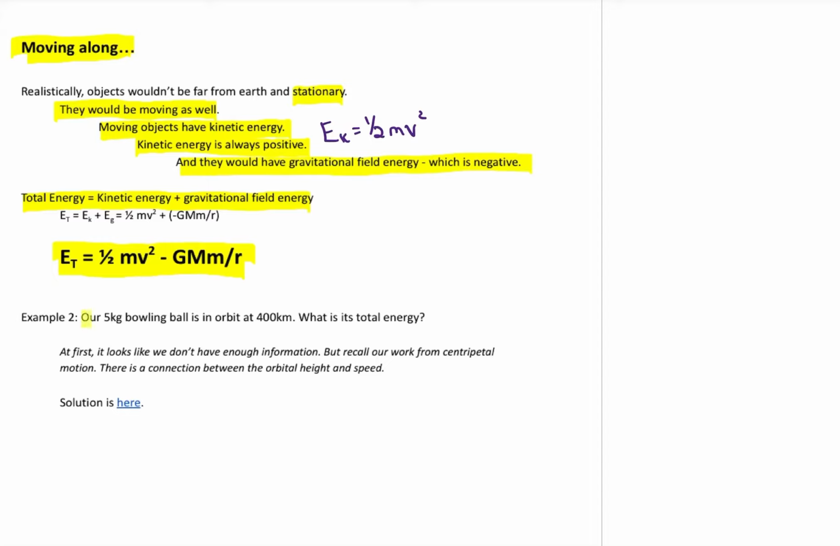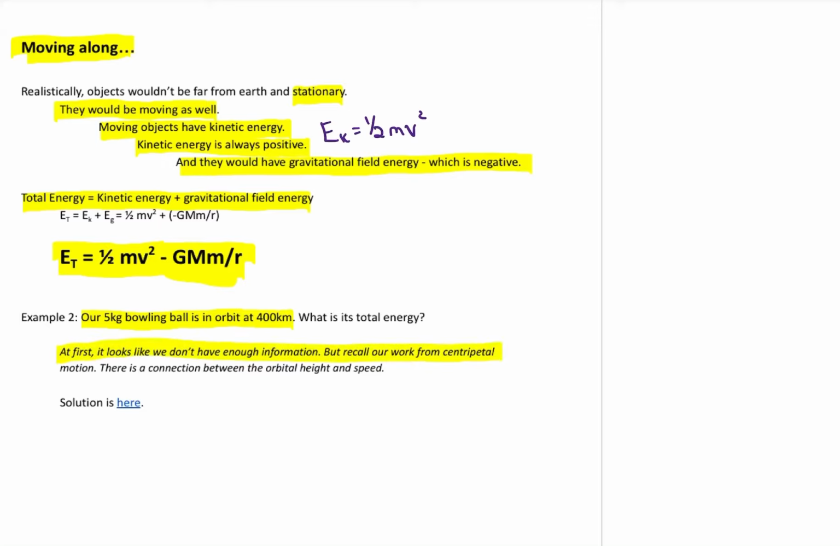Really, when we talked about the bowling ball by the International Space Station at 400 kilometers in height, when we did it before, we just did the negative GMm over r. We should take into account that it's moving as well and calculate the 1/2 mv squared and add those two numbers. I'm going to let you watch the video to check it.